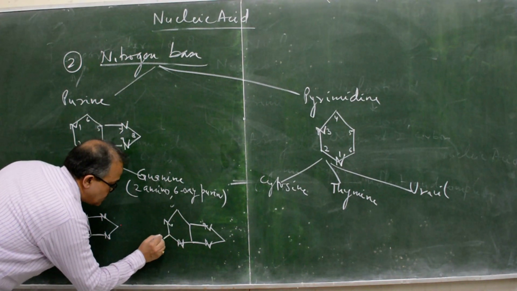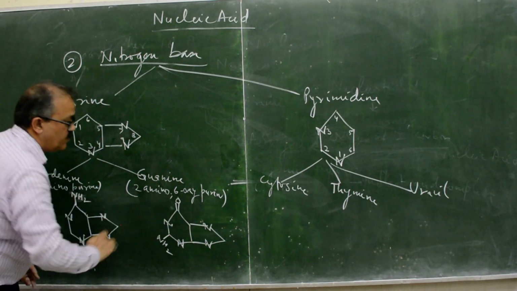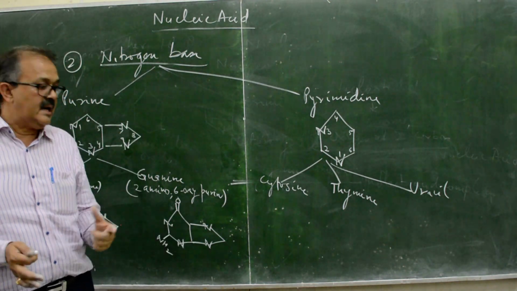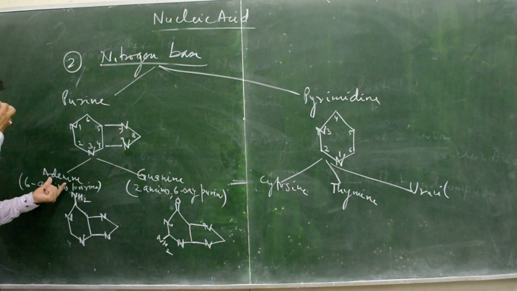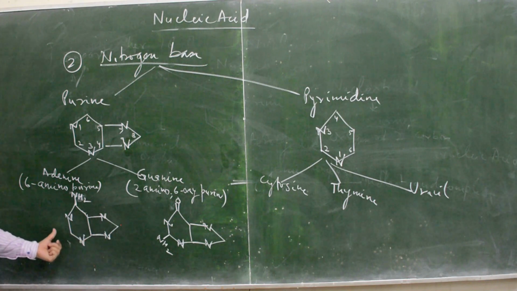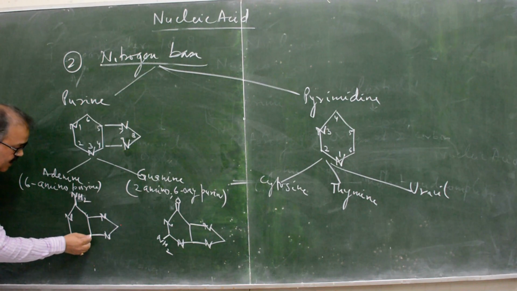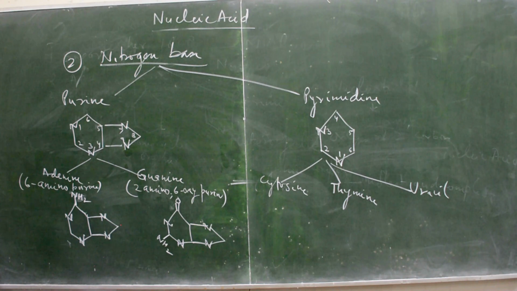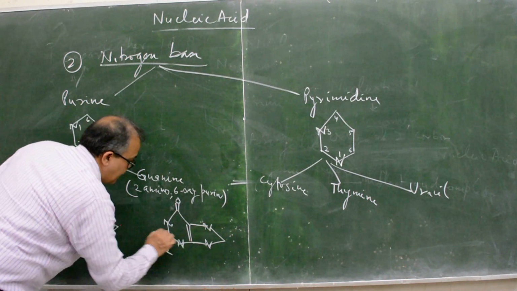For guanine, position 2 has NH2, the second amino, and position 6 has oxy, a double bond to O. This is the simple structure. You only have to remember the chemical name of this nitrogen base, adenine, 6-amino purine, but you have to maintain the valency. Carbon is there, nitrogen is there, carbon, nitrogen. You know the valency of carbon is 4 and the valency of nitrogen is 3. So always remember that there is a double bond.